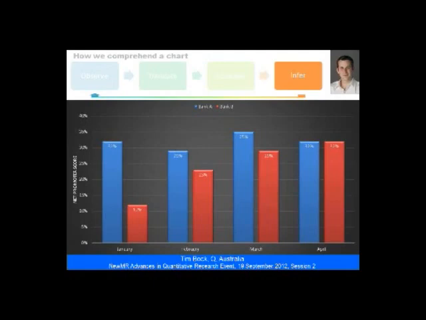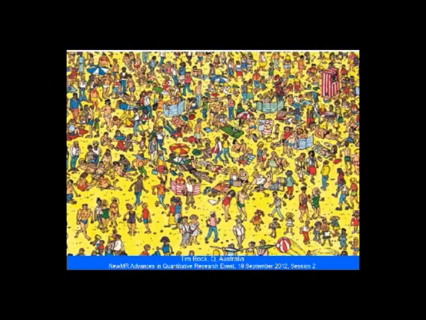And then we make inferences. We notice that the blue bars are consistently higher than or equal to the red bars, which tells us that Bank A consistently outperforms, or at least is on parity with Bank B.